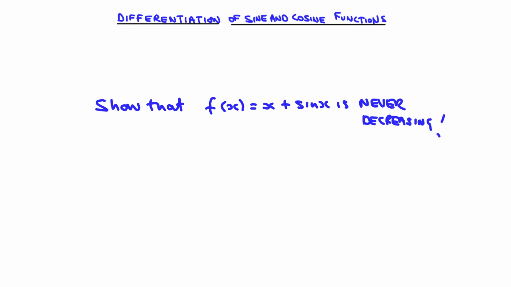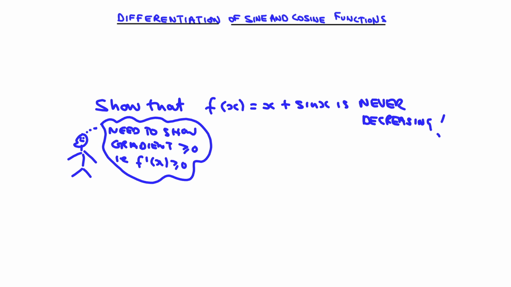Now that's prior knowledge. How would you show that a function was never decreasing? Well, hopefully you remember you would need to show the gradient was greater than or equal to 0. And how do we get the gradient? From the derived function. So we would need to show that f dashed x was greater than or equal to 0 for all values of x to show that it was never decreasing.